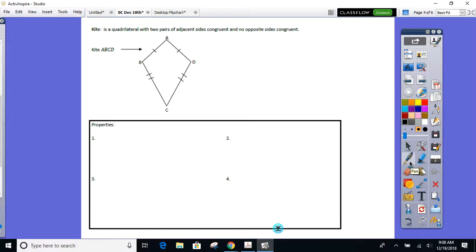All right, here we go with the kite. If you remember where the kite was, it was totally on the opposite end, all by itself on the family tree because it had no parallel opposite sides. It has no parallel sides, but for its first property, as I've already marked on your diagram, it has two pairs of consecutive sides congruent.